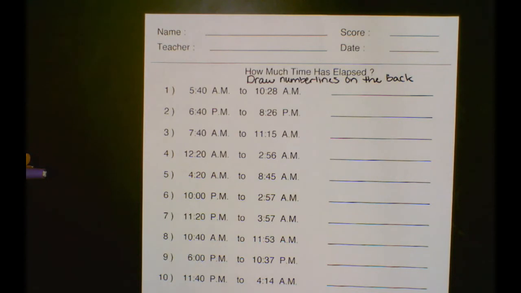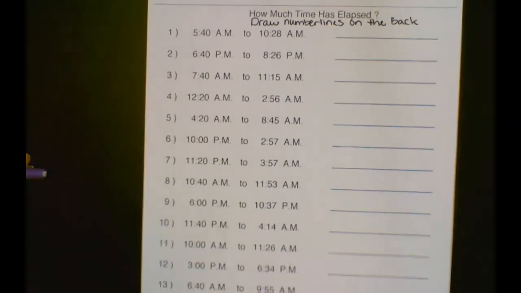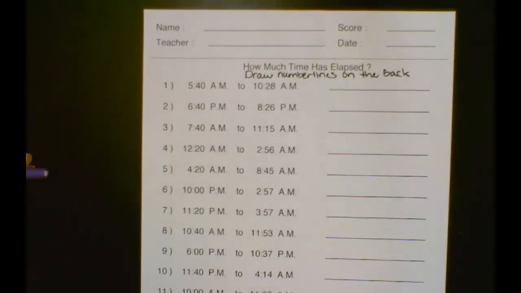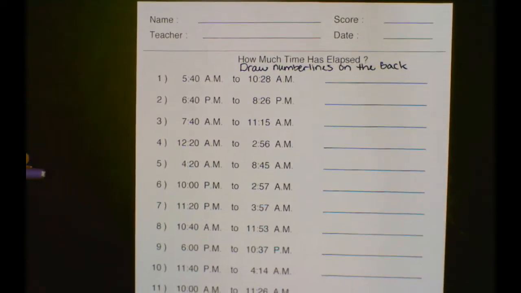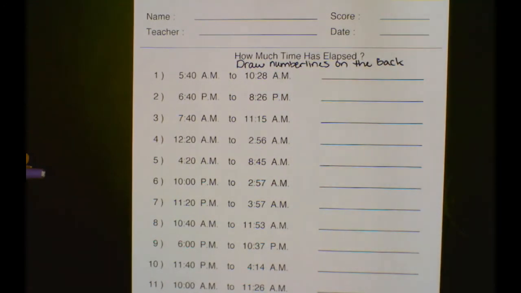Also, we do have a quiz on Monday, so this would be really good practice for them to work on, maybe a couple of problems a day. I don't expect all of it to be done, but it is a really good practice piece for our quiz on Monday. So, what we're working on is elapsed time.